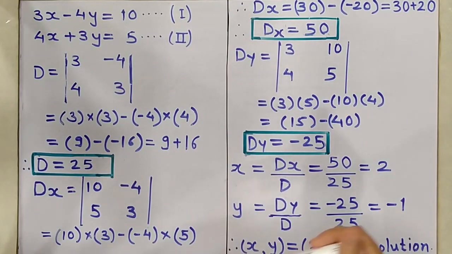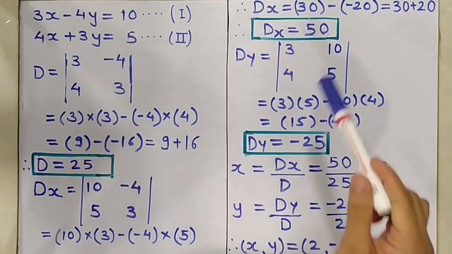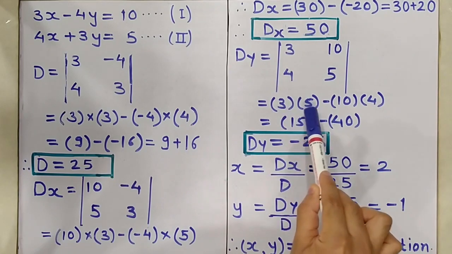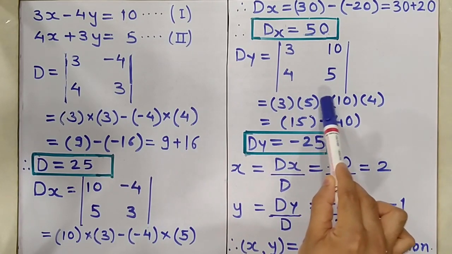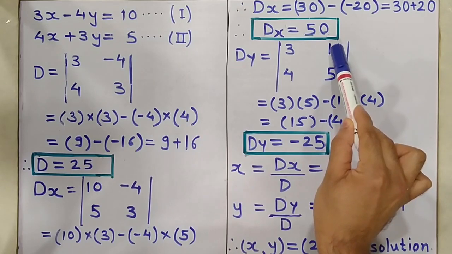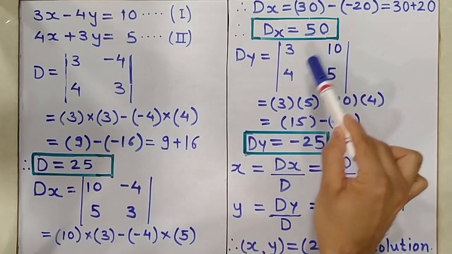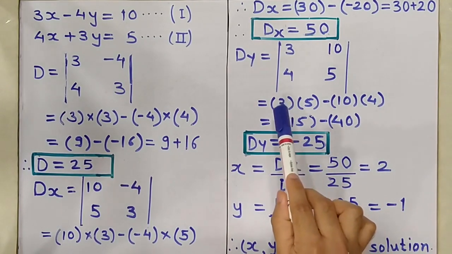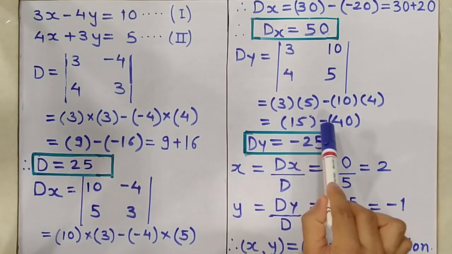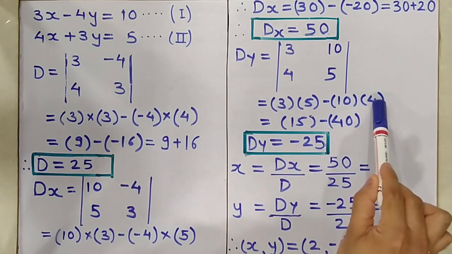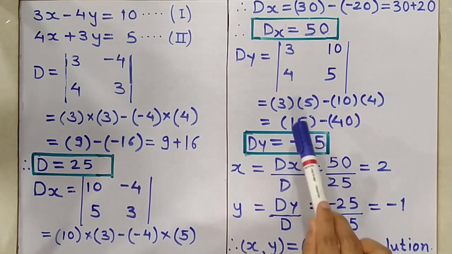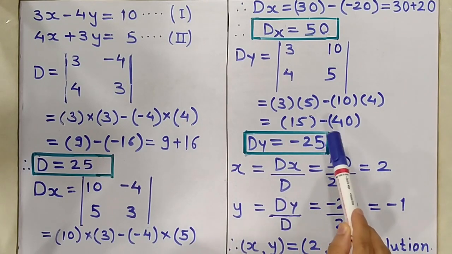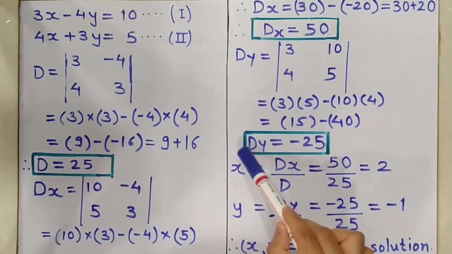Now after doing this, you have to find out the value of dy. That is, you will do 3 multiplied by 5. So here 3 multiplied by 5 has come. After that, minus sign, and then you will get 10 multiplied by 4. So you have written over here as 10 multiplied by 4. Now 3 multiplied by 5 is 15, minus sign, and 10 multiplied by 4 is 40. Now 15 minus 40 will give you minus 25. So we got the value of dy as minus 25.